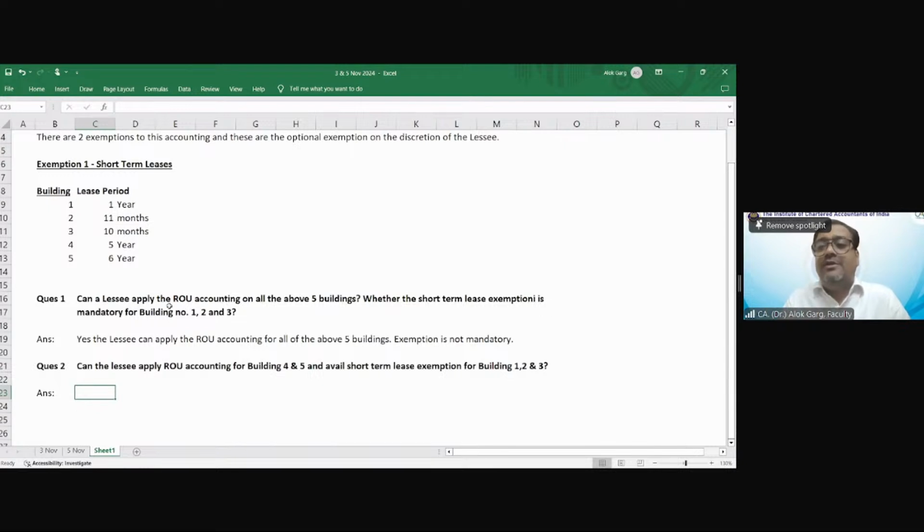You have building number 1, 2, and 3, and all these 3 buildings have a lease period of 12 months or less. All these 3 buildings belong to the same class of asset. So friends, when you see the class of asset, you need to see all those assets which are eligible for short-term lease exemption. जो eligible ही नहीं है उसको आप कैसे इसमें देख सकते हो, right? So in this case, yes, it can do so. Okay. Question number 3.